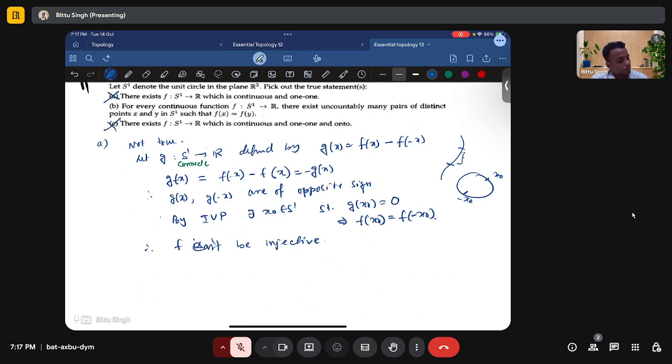Therefore C is also not true, because for C there is another extra condition which is onto. But one-one is not even possible.